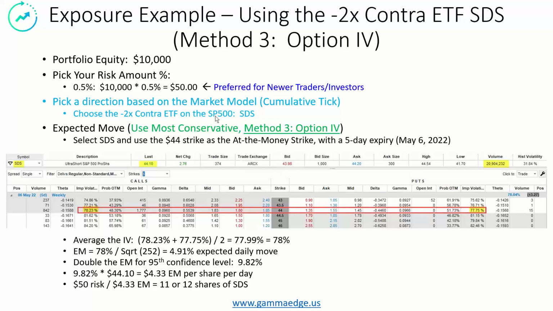We're just using the SDS instead of using directional options naked. The expected move for our most conservative, method 3, option IB, we've calculated all that out. So $50 risk on the 4.33 expected move allows us 11 or 12 shares of SDS, which is definitely doable for traders with a smaller account size.